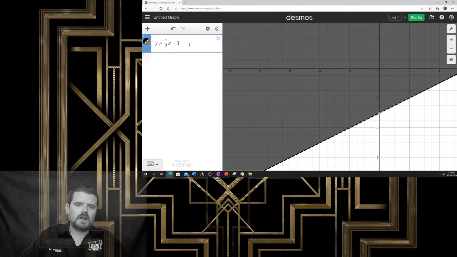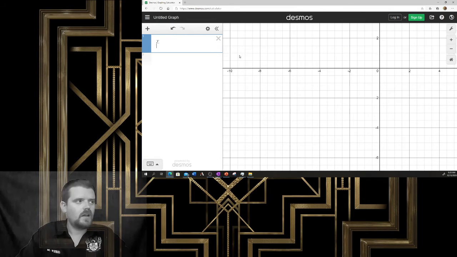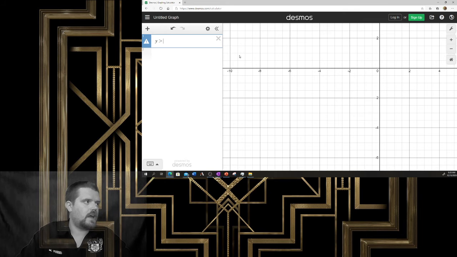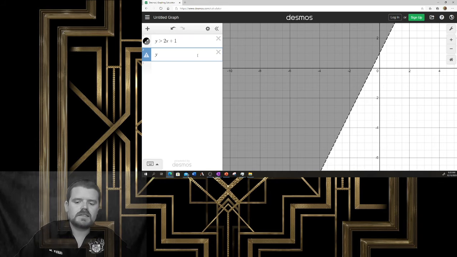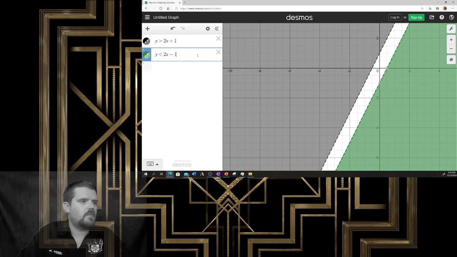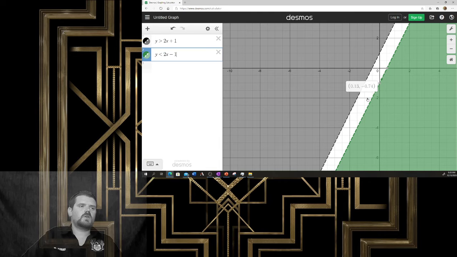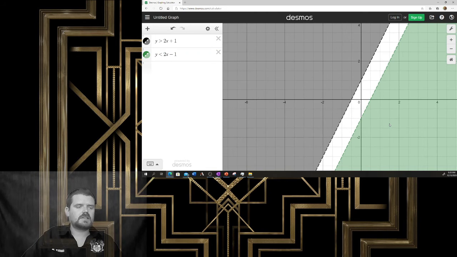The only time where you end up with a system of inequalities where you don't have a solution is where you have two parallel lines that are shading in opposite directions. So for instance, let's say y is greater than 2x plus 1, and y is less than 2x minus 1. Okay. So on the first line, I'm shading above. On the second line, I'm shading below. There's nowhere where that shading overlaps. Therefore, I have no solutions here.